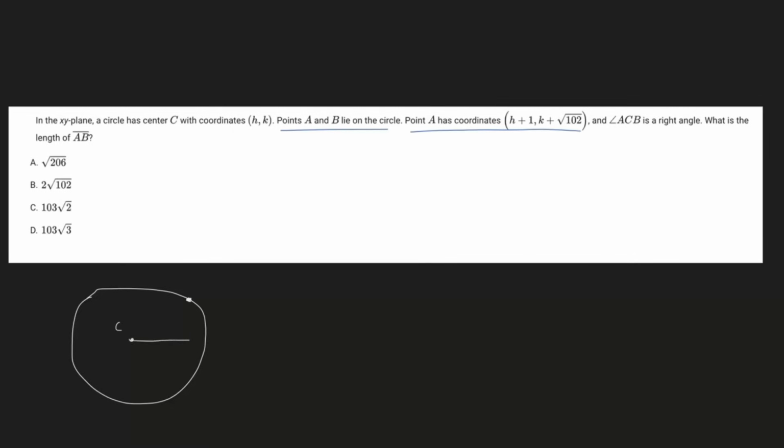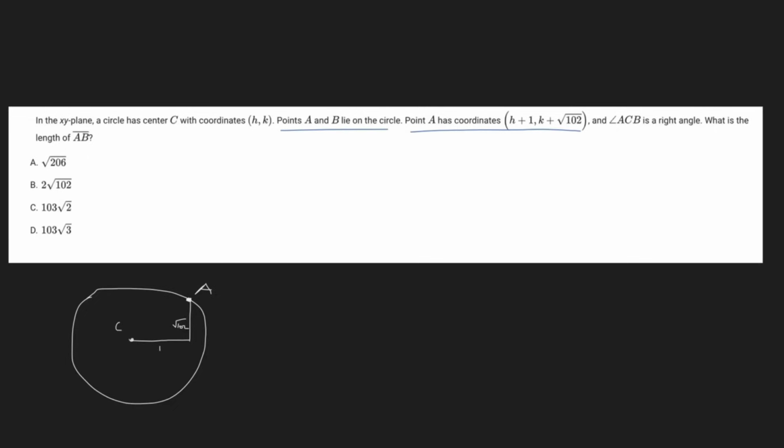So we can just move this here. We know this side length right here that we just drew is going to have a length of 1. And then k is going to represent the y-axis, and that's a positive, so we're going to go up. So here, that length right there is going to be square root 102. I'm going to see if there's a good way for me to squeeze this in with square root 102. Okay, and we know this is point A, right? So now it says angle ACB is a right angle. What is the length of AB?